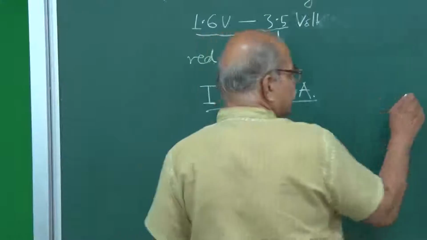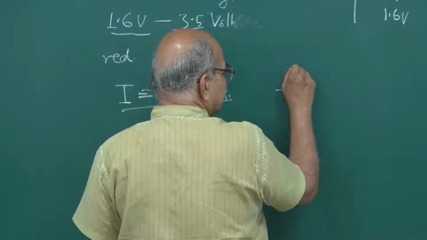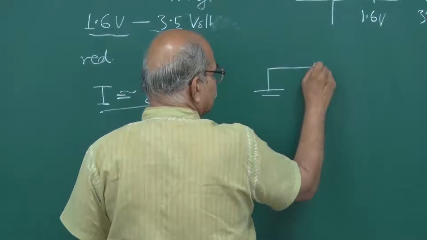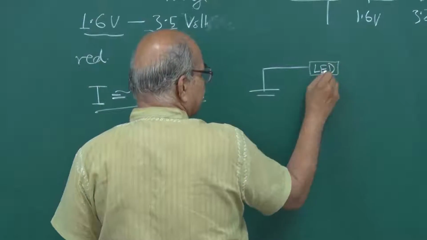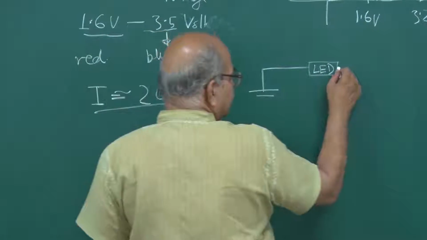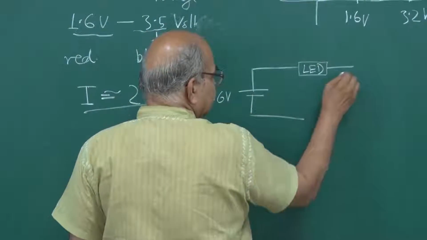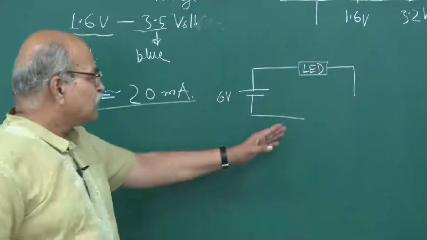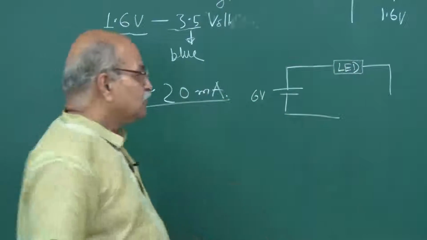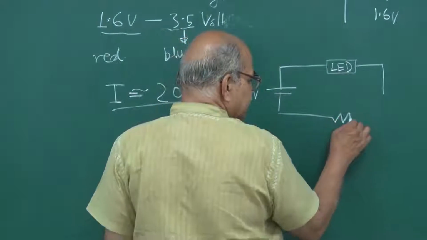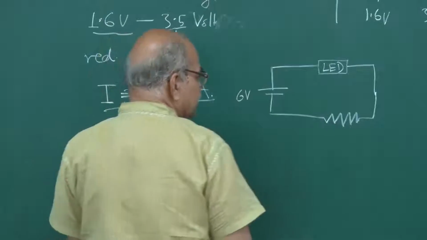Suppose you have a 6 volt battery, and then you want to connect this LED here in forward bias, all right? And this is 6 volt. So if you want to send only 20 milliamperes here, what should you do? You should apply some kind of resistance here. And how much should that resistance be?